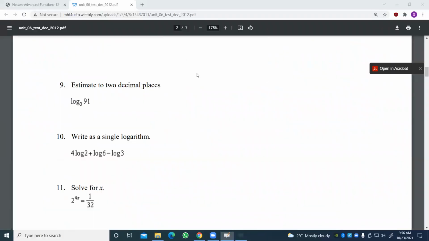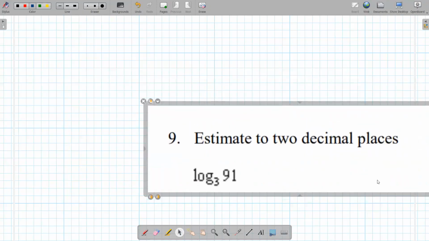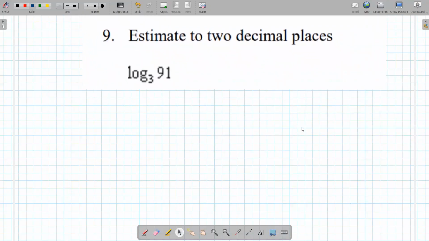Here's a question for you. How would you do this one? Well, maybe you can get it to like the closest number. So you'd guess and check? Kind of. No, you don't guess and check. You can get the exact answer.